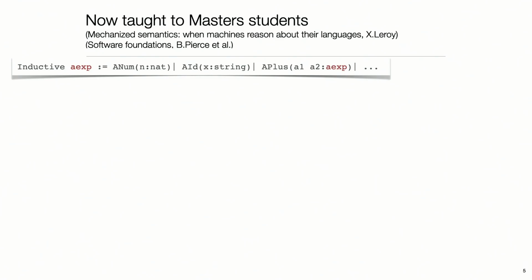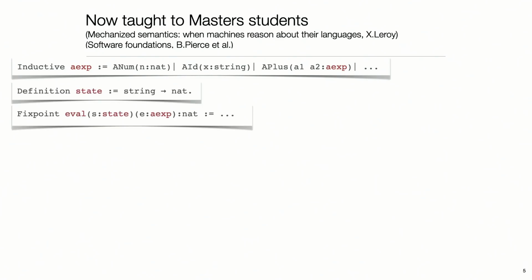In this exercise, you start by defining your source language. You define arithmetic expressions. Then you define their semantics. Here, this is a recursive function called eval. It takes as input a state mapping variables to values.